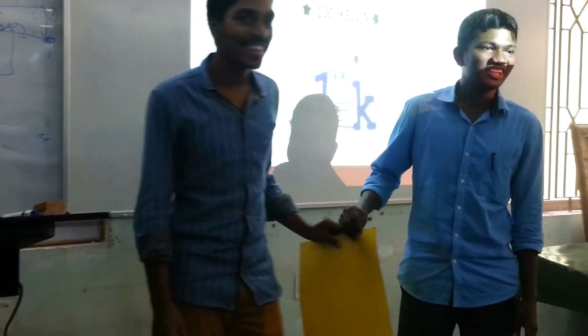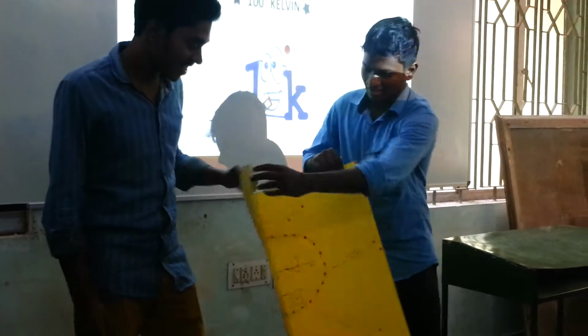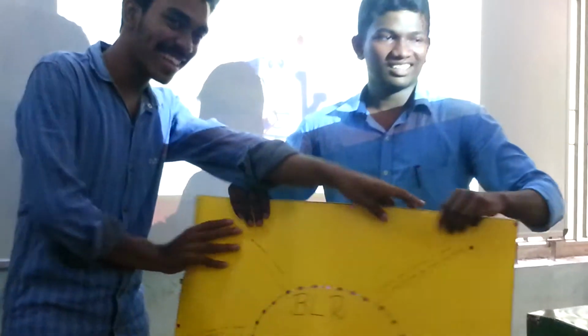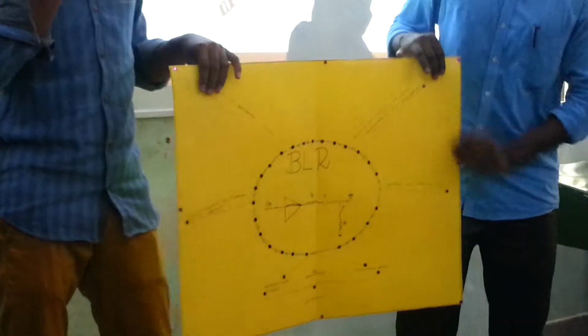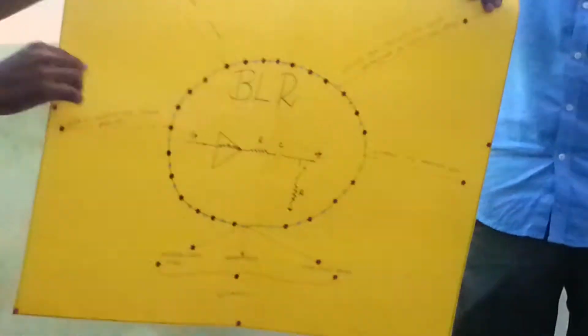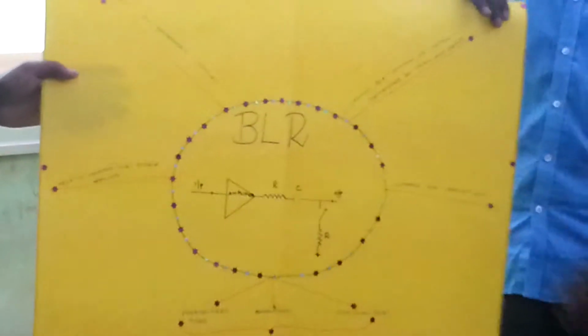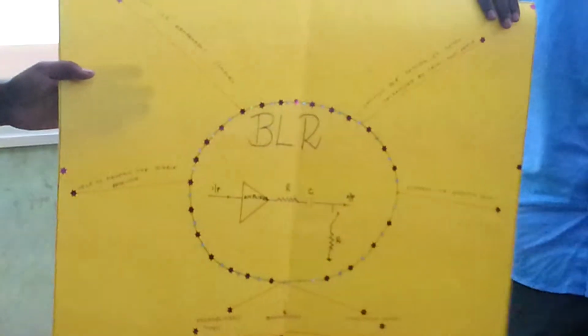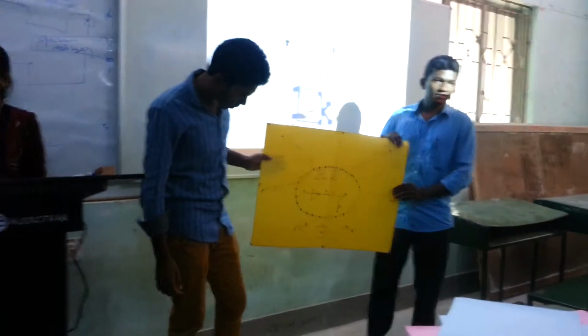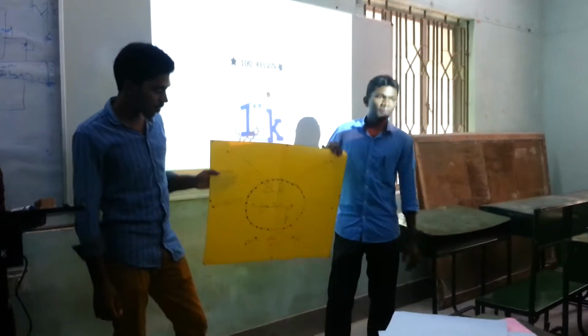Hi guys, we are going to discuss baseline restoration. The baseline restorer is added to the spectroscopy amplifier soon after the pole zero compensation circuit. Like the pole zero compensation circuit, it will also maintain the stability of the baseline.